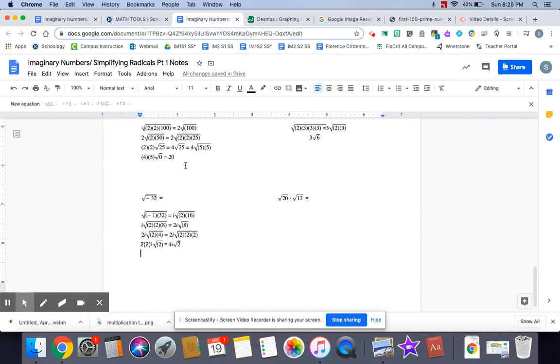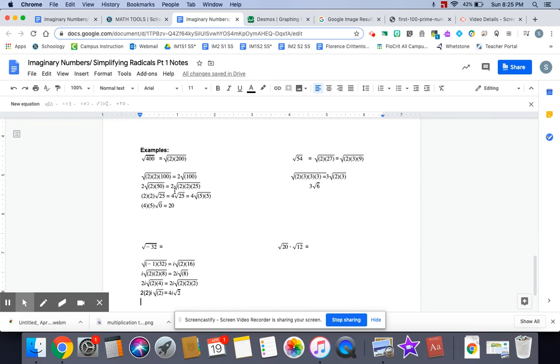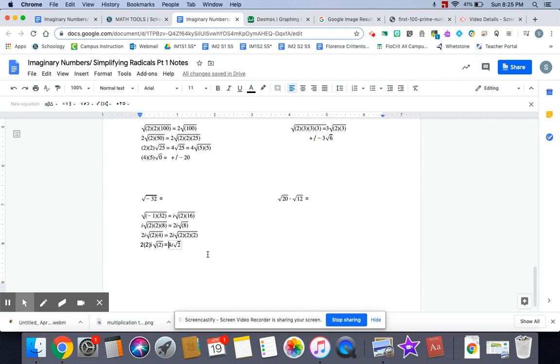There's one thing to note that I have been forgetting to do on all of these, that it's not just 20, but it's also -20. So it's plus and minus 20. Plus minus. Plus minus 3 root 6. This is plus minus because it's the positive version and the negative version because of square roots, and that's how they work.